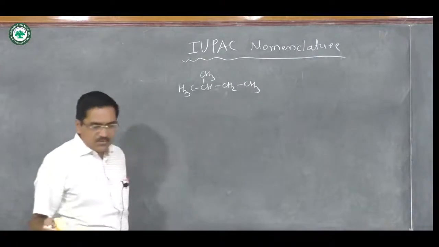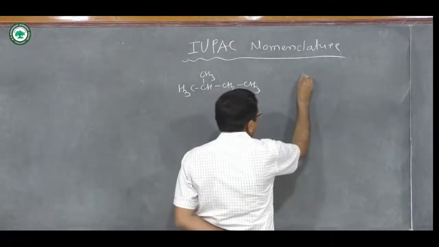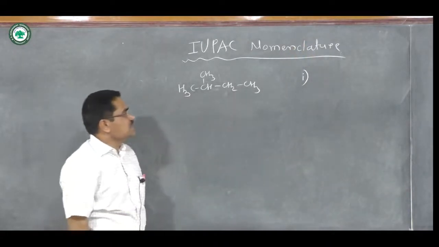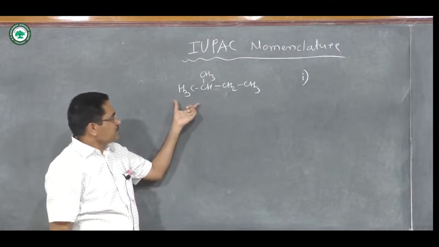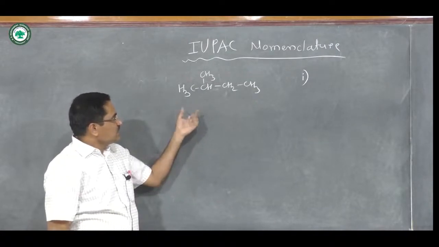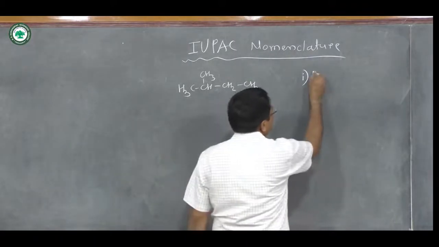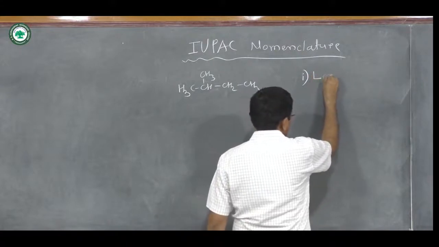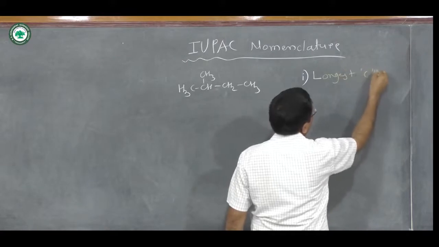We take one example for understanding purpose. Now, IUPAC nomenclature has some rules, some steps to find the nomenclature. First of all, we will find the longest carbon chain.